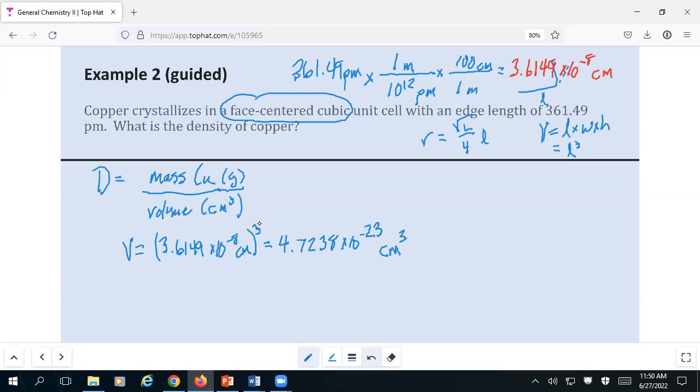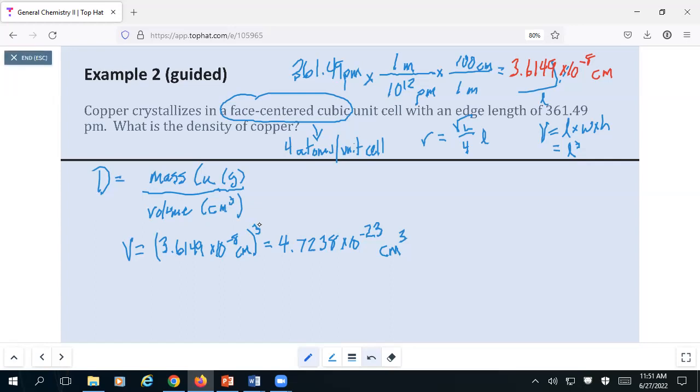Sounds kind of small, but again, we're talking about a single unit cell. So we're talking on very much the atomic scale. It's going to be small. Now, what do we do about the mass? Well, here's where our idea of face-centered cubic can come in again. We know that we have in a face-centered cubic cell 4 atoms per unit cell. So really what we need to figure out is what is the mass of 4 atoms in grams.